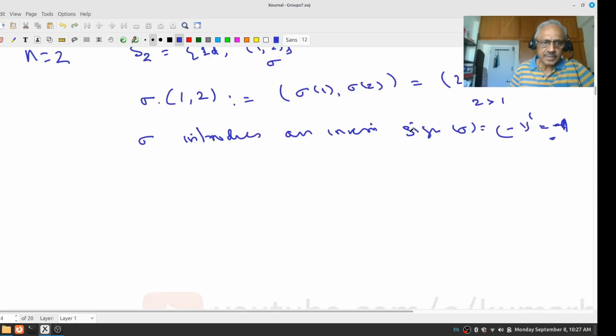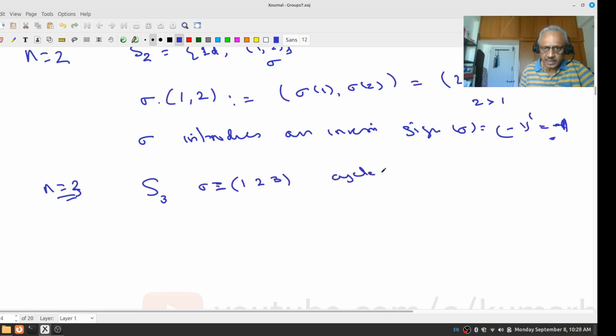Minus 1. Okay. Now there are many elements. Let us just do some simpler elements only. Sorry, n equal to 3. In S3, suppose I take sigma as (1 2 3). This is a 3-cycle, right?